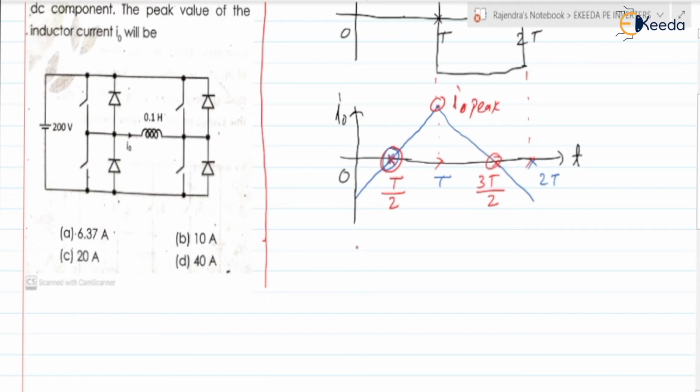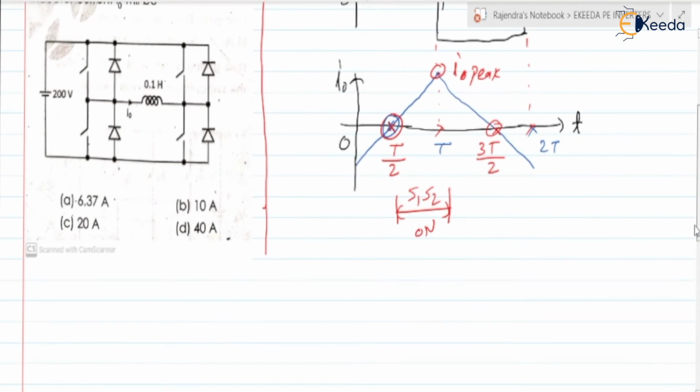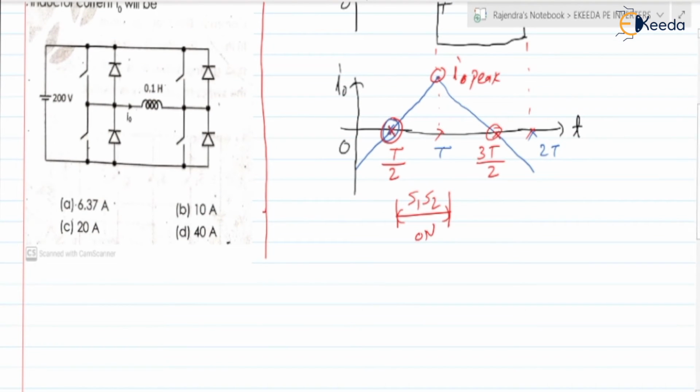Next, if you check from t by 2 to t, the inductor stores the energy, and switches S1 and S2 will be in the on state. When S1 and S2 are in the on state, the circuit will be like this. Current flows from the 200 volt supply through S1, the load, S2 and back to the 200 volt supply. This is S1, this is S2, this is S3, and this one is S4.